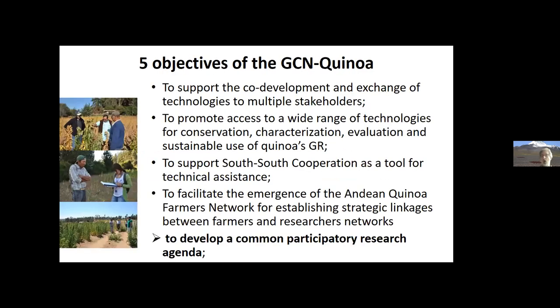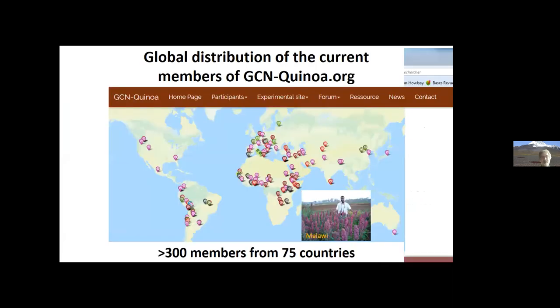We have five main objectives for this network: to support the co-development and exchange of technology to multiple stakeholders, to promote access to a wide range of technology for conservation, characterization, evaluation, and sustainable use of quinoa genetic resources, to support south-south cooperation as a tool for technical assistance, and to facilitate the emergence of the Andean quinoa farmer network for establishing strategic linkages between farmers and research networks. This is why we want to develop a common participatory research agenda. And now in this network, we have more than 300 members from 75 countries.